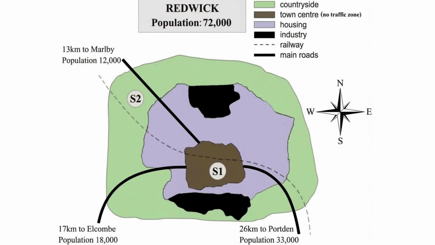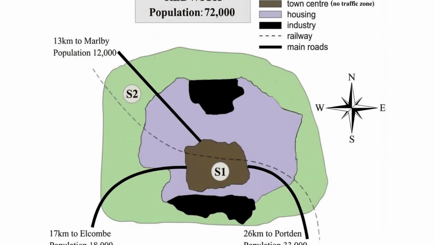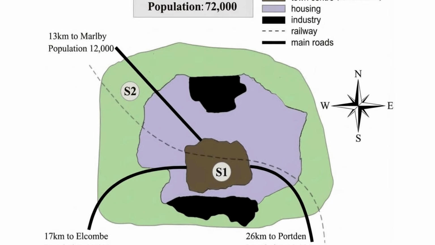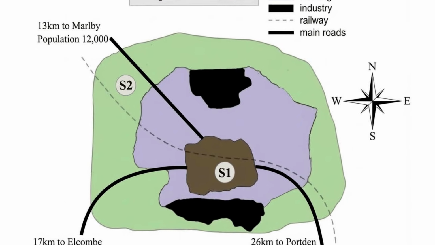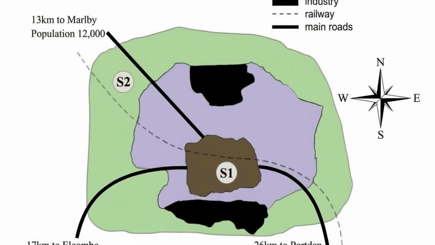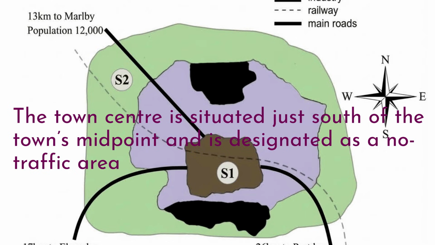Now, let your eyes move to the brown area on the map. This is the section labeled Town Center. It sits within the built-up area, slightly south of the town's midpoint, and it is marked as a no-traffic zone. Here's a simple Task 1 sentence describing it. The town center is situated just south of the town's midpoint and is designated as a no-traffic area.